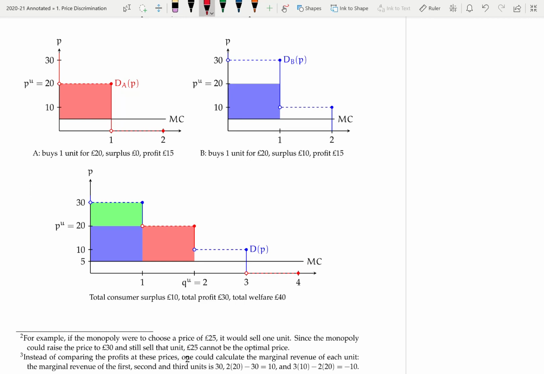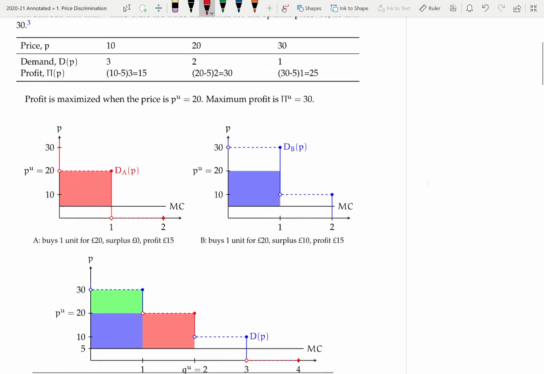Similarly, if the monopoly wanted to sell 2 units, the best price to charge for 2 units would be 20. And then the best price to charge for 3 units would be 10. And we don't need to look at 4 units because selling that 4th unit would incur a loss. So the only quantities we need to think about are quantities of 1, 2, and 3, and the prices of 10, 20, and 30. So 10, 20, and 30 are our candidates for the optimal uniform price.